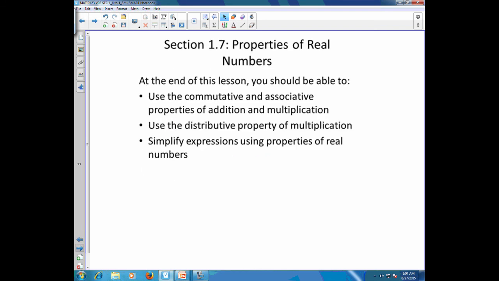So at the end of this lesson, you should be able to use the commutative and associative properties of addition and multiplication. You should be able to use the distributive property of multiplication. You should be able to simplify expressions using those properties.